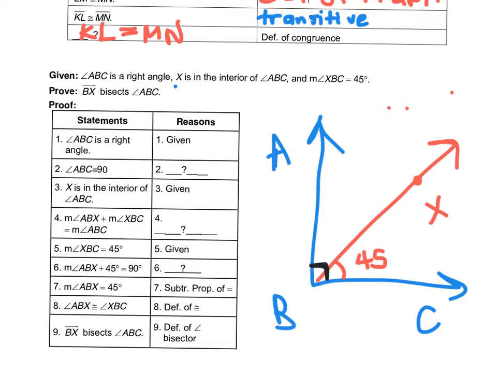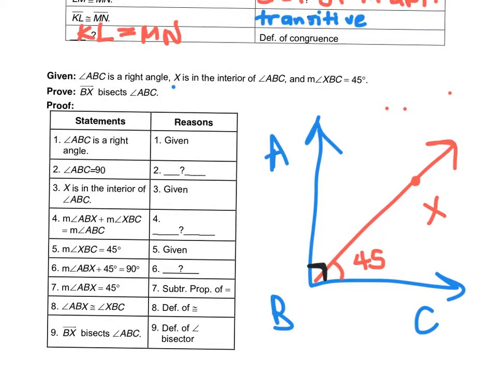All right, so then you're trying to prove that BX bisects angle ABC, and there's a lot of steps here to prove it, okay? First one is given, ABC is a right angle. Second says ABC is 90 degrees. What would that be? Definition of complementary. Oh, so close. Right angle. Definition of a right angle. Nowhere in there was the word complementary, right? That's okay.